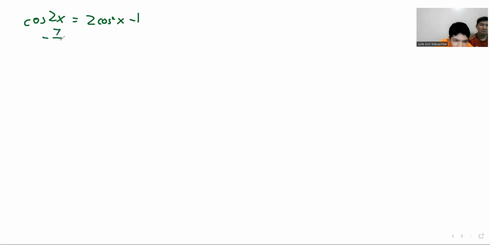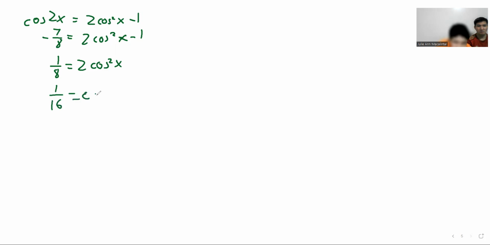So negative 7/8 equals 2 cos squared x minus 1, where 1 is 8/8. So we transpose it to become 8/8 minus 7/8, 1/8 is equal to 2 cos squared x. And of course, the 2 will go to the bottom. 1/2 times 1/8 is 1/16 equals cosine squared x. I'll put the plus minus first. Plus minus square root of 1/16 is plus minus 1/4.